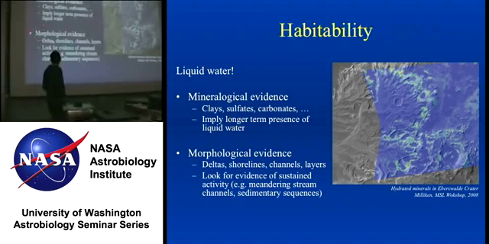And the other aspect of this is morphological evidence, which I'm not going to dwell on too much, but there's plenty of morphological evidence as well on deltas, shorelines, channels, layers, and you look for evidence of sustained activity, like meandering stream channels or sedimentary sequences. And optimally, you'd like to have both. And so this is Eberswalde crater. This is interpreted as basically reverse topography in a deltaic deposit. And there's signatures of increased hydration along the edges of this deposit. So this is one of the proposed Mars Science Laboratory workshop landing sites.